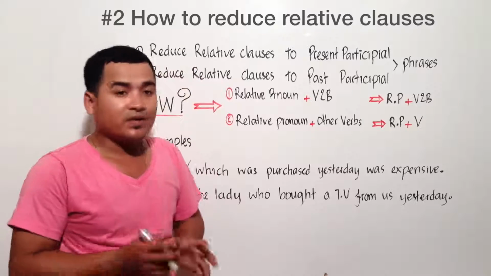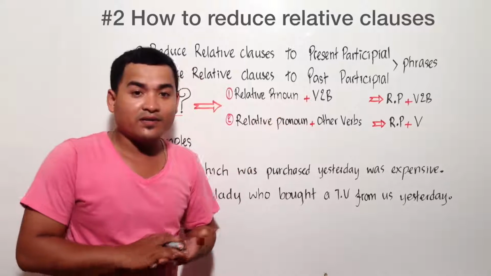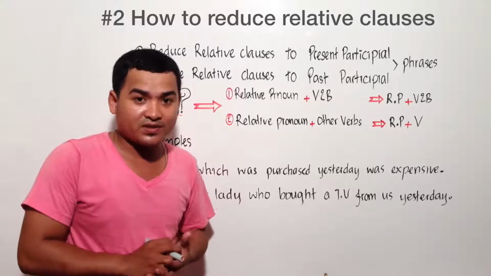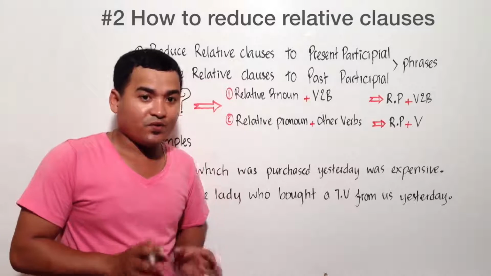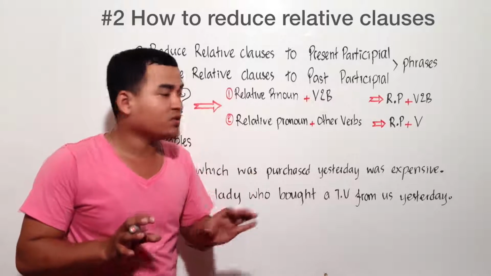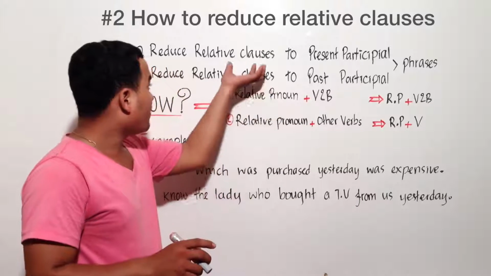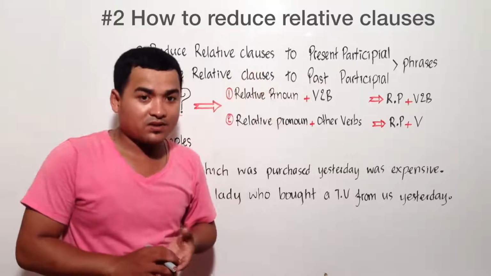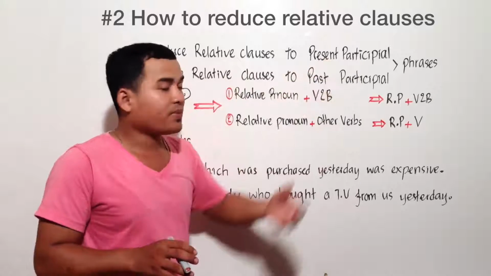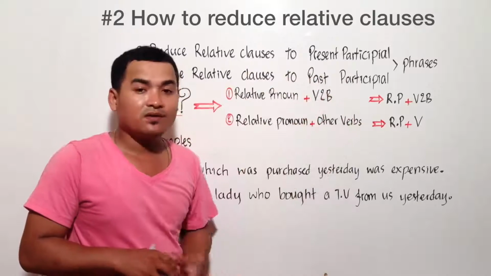Do you find it difficult to reduce relative clauses into phrases? If so, in today's lesson, I'm going to show you the two basic ways to reduce relative clauses into present participial or past participial phrases correctly.